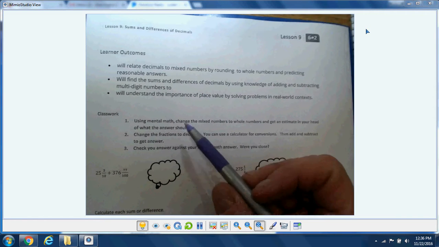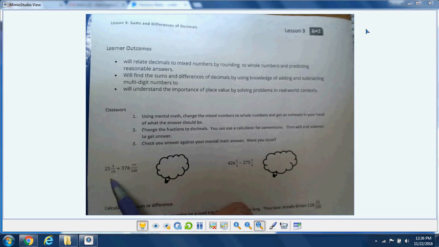In today's math, we are going to use mental math to convert fractions to decimals. Remember your place value of tenths and hundredths. So we're going to use mental math to add this together: 25 and 3 tenths plus 376 and 77 hundredths.